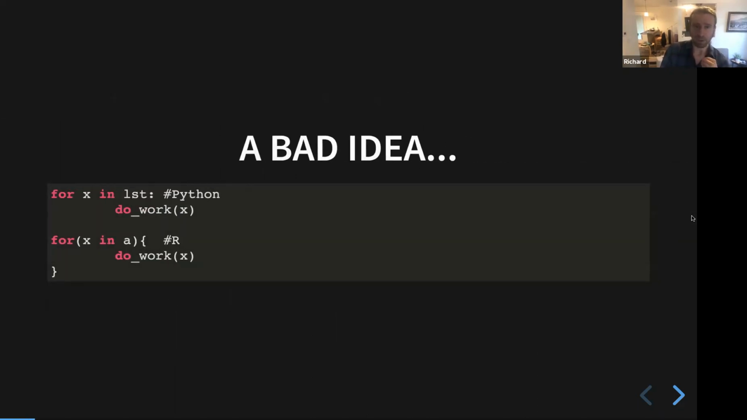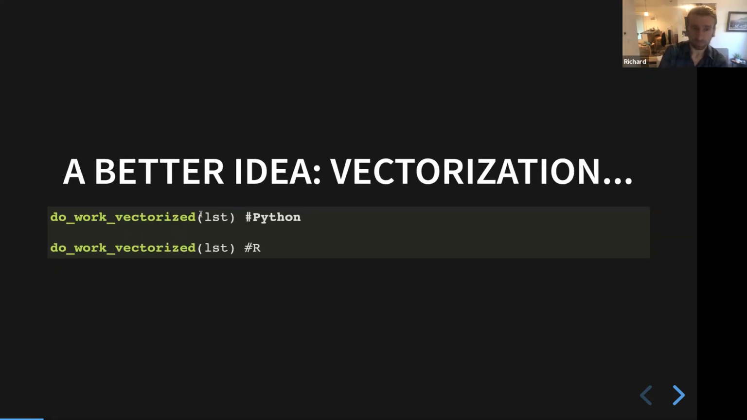The anti-pattern for both of these languages is the for loop. These are interpreted languages, and if the function do work on the screen here, I'll move my mouse around, if this includes seconds to minutes worth of work, then your for loop is fine. But if this executes in milliseconds, then this for loop is going to be extremely sluggish, especially for large data sets. And in those cases, you need to be able to vectorize this.